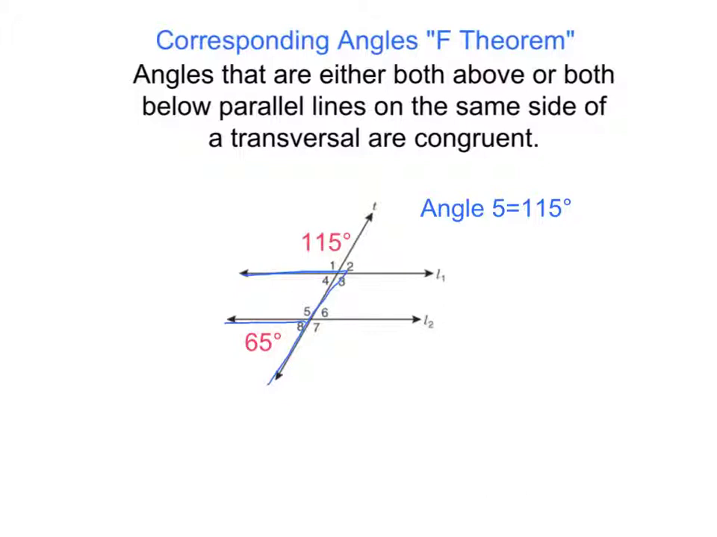Angle number 4 and angle number 8 are both to the left and below the parallel lines. So that means that angle number 4 will be equal to 65 degrees because it is congruent to angle number 8.